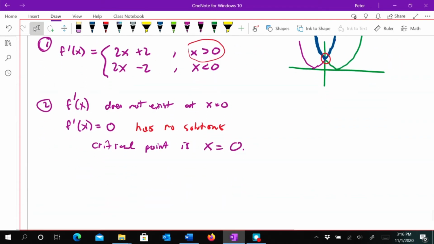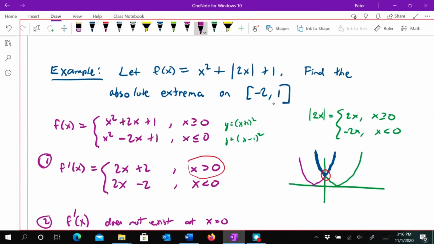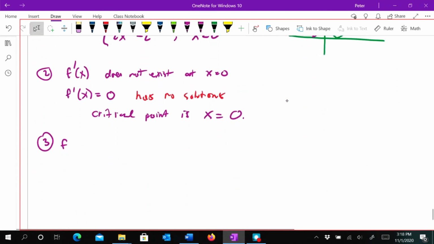So let's see, 3. We have to evaluate at the endpoints and the critical points. So negative 2, positive 1, and 0. So f of negative 2, we'll put all of those in here.